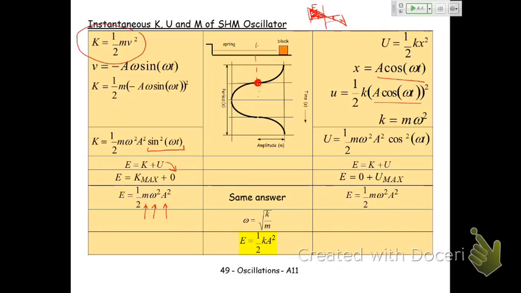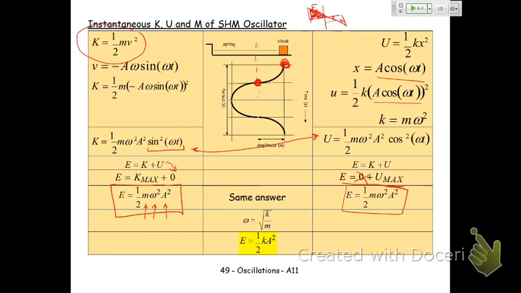At the extreme, you have all spring potential and no kinetic energy, and you end up with the same answer for the maximum total mechanical energy. Cool. Same answer. At any instant in time, if I have more kinetic, I have less potential, because one is modified by the sine squared of the angle, and the other by the cosine squared of the angle. And sine squared plus cosine squared equals 1, so it makes sense.